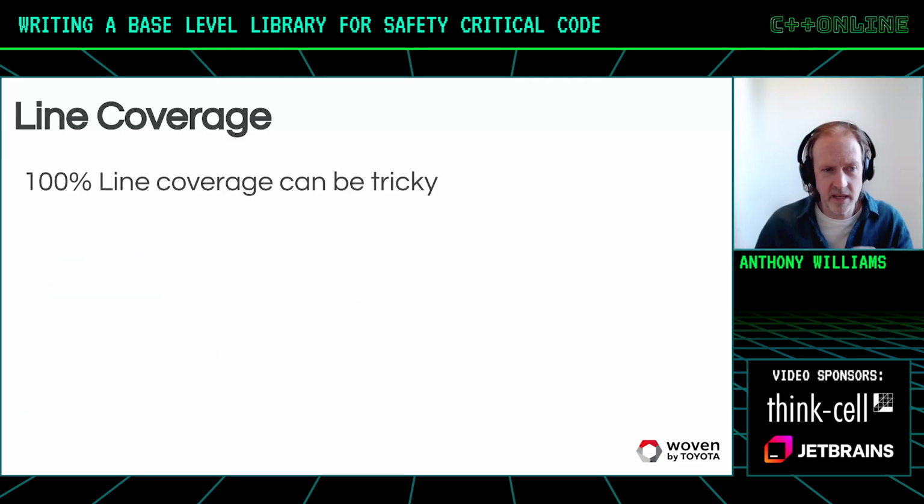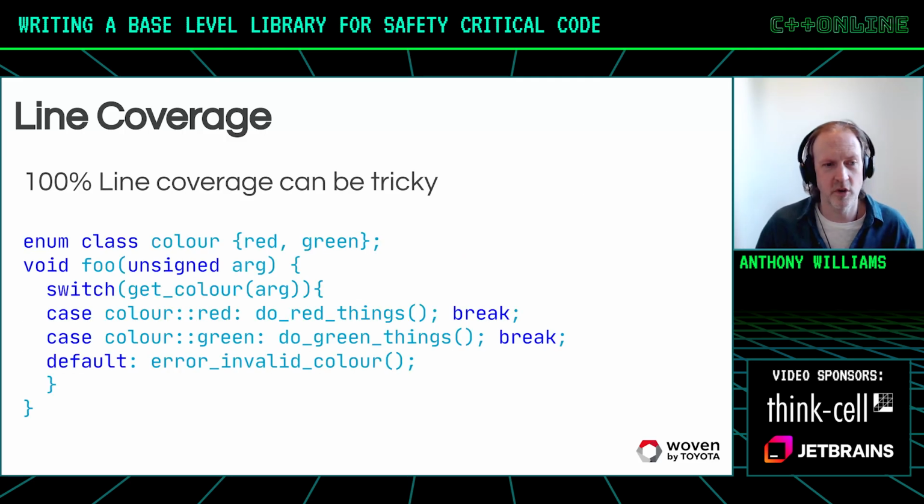But that can be tricky because if you've got a switch statement, you've got a default case, which might be required by your coding standard, that you have a default for every switch. Then if your inputs are guaranteed to only cover the appropriate values of your enumeration, you might not ever be able to write any code that reaches that invalid case.